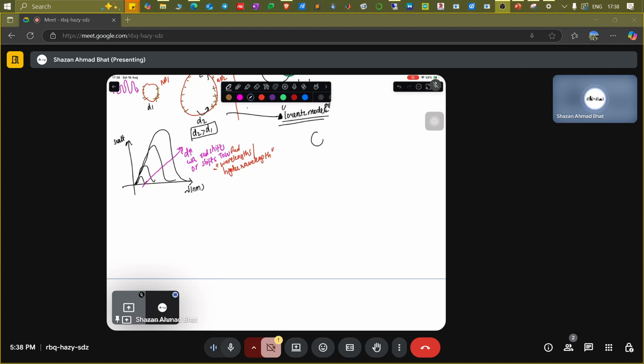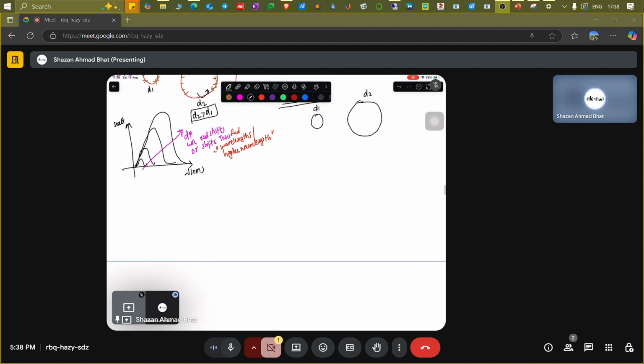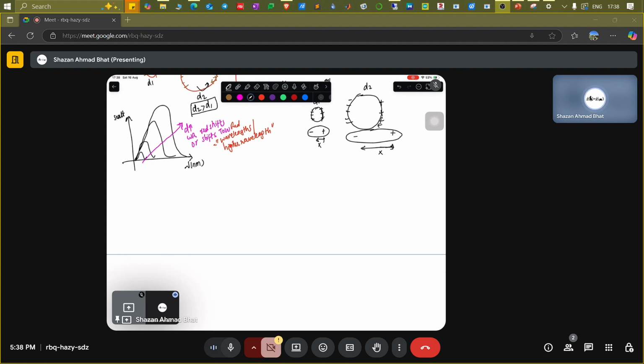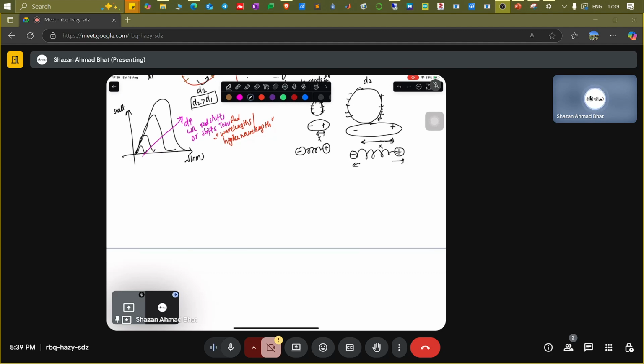So I talked about, for example, a smaller nanoparticle and a bigger nanoparticle. This is size D1, this is size D2. Let's say you have a negative charge here and a positive charge here, and similarly a negative charge and a positive charge here. Let's denote this as a dipole, and this as a bigger dipole. So this x is larger, and this x is smaller. Let's say they are connected with a spring, and here also with a spring. It's like a larger spring which is stretched, and a smaller spring.